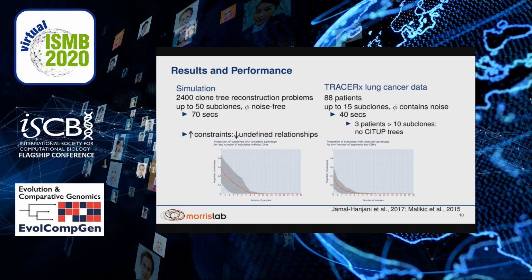As we could see on the simulated data, the more constrained the input data is, the fewer undefined relationships we have in the partial clone tree. You can see this in these 2 plots, where on the y-axis we have the proportion of subclones that have multiple possible parents, so that are directly affected by undefined relationships, and on the x-axis we have the number of samples. And as you can see, this proportion of subclones decreases with the number of samples, which poses more constraints on the ancestry matrix. And also on this right side, where the input data had copy number aberrations, there's less uncertainty in the clone tree.